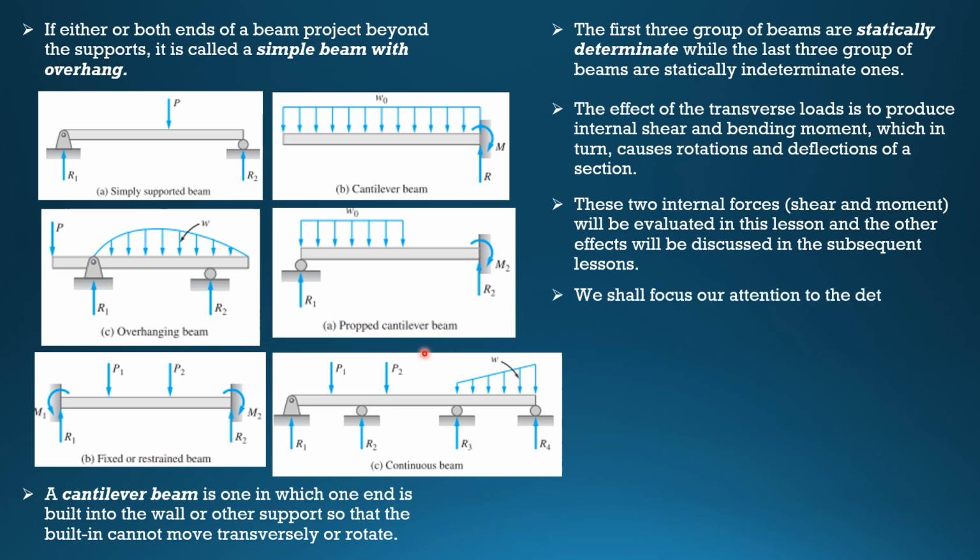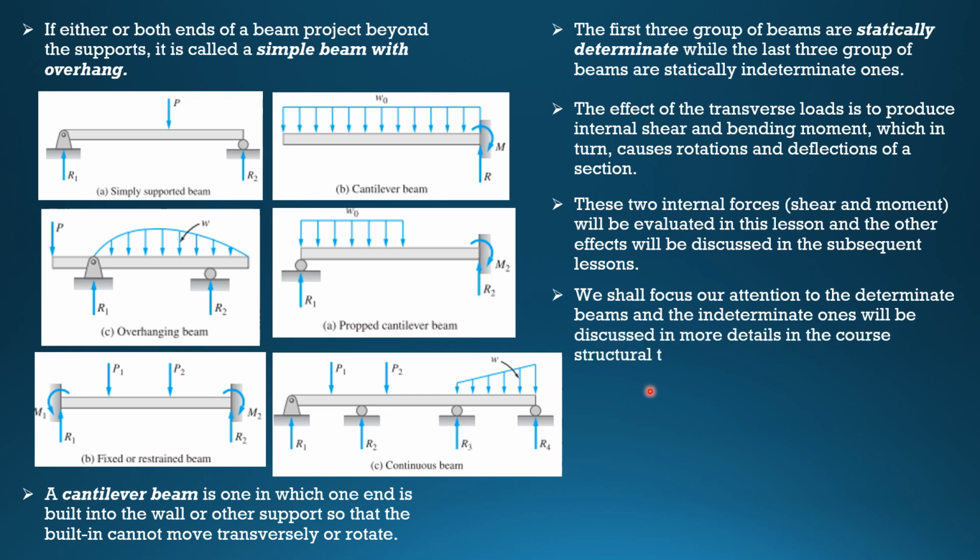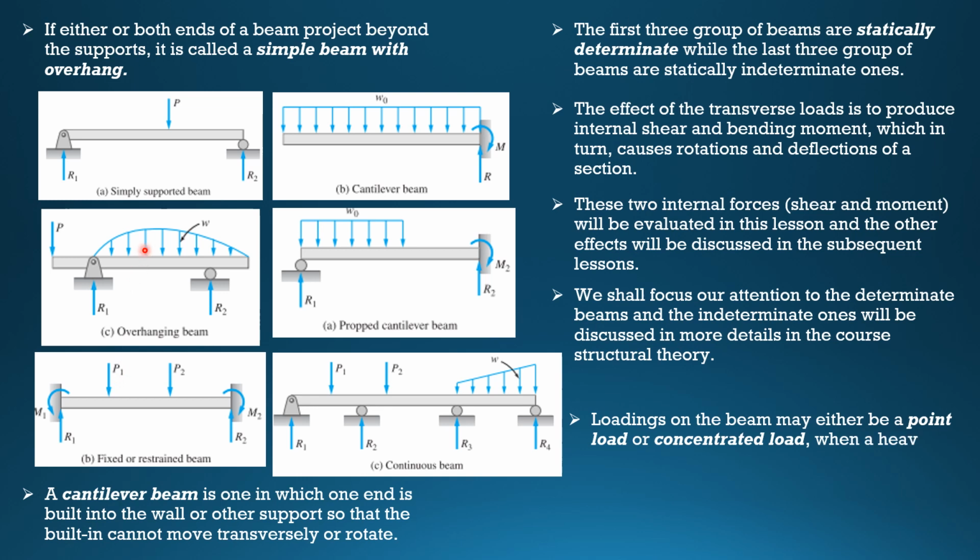We shall focus our attention on the determinate beams, and the indeterminate ones will be discussed in more detail in the course Structural Theory. But we will also discuss it here because of the subject matter itself. So loadings on the beam may either be a point load or concentrated load, when heavy equipment occupies a small area, or a distributed load, which varies over a great amount of area.